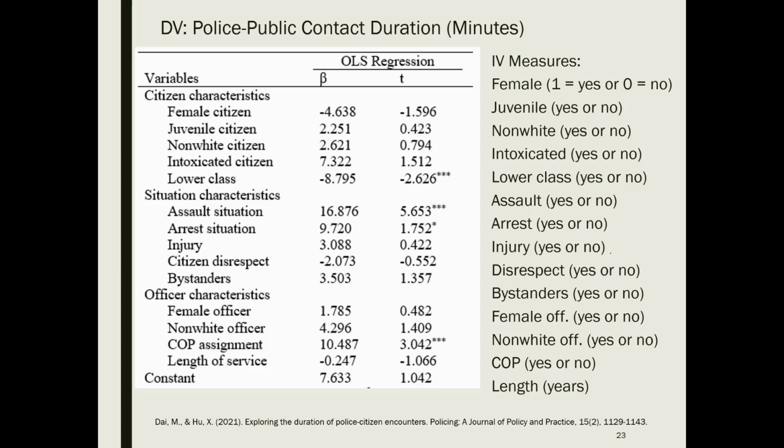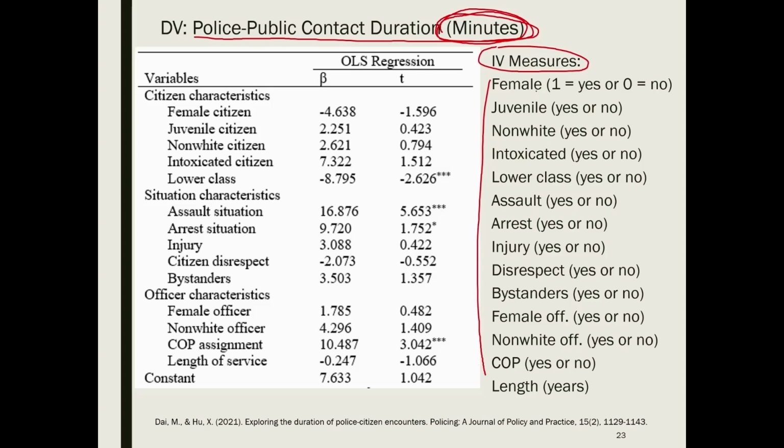What we have here, the dependent variable is police-public contact duration, measured in minutes. Every time the police contact the public, we measure how long they stay on site. Sometimes they stay 5 minutes to write you a traffic ticket, or sometimes they spend like 15 minutes to write you a traffic ticket. So we want to see what factors may impact this duration. We have the independent variables measured on the right side.